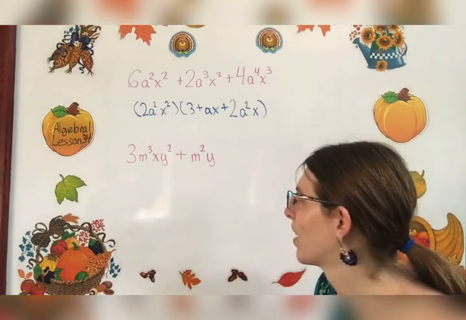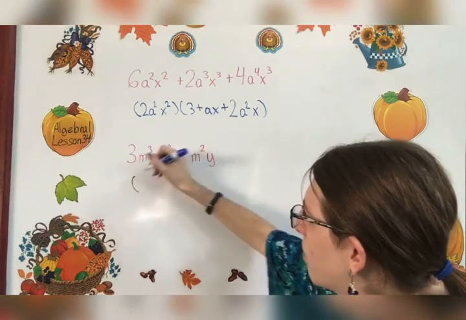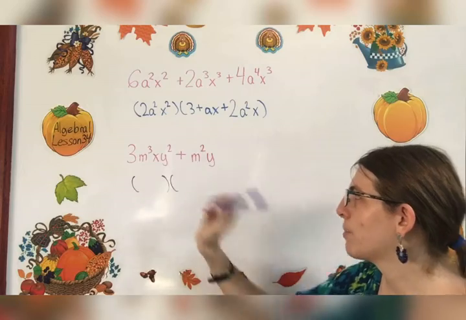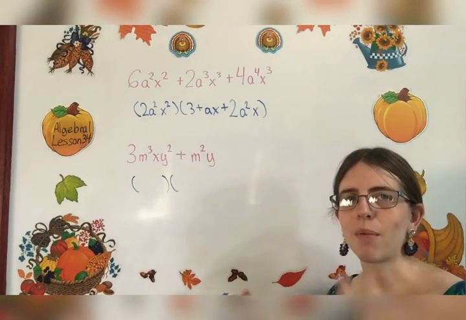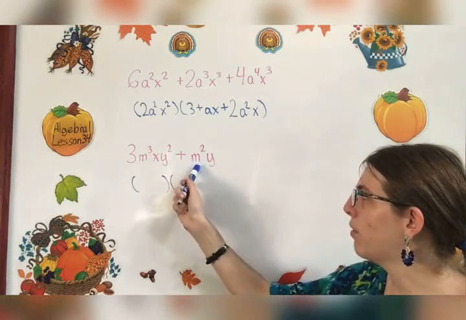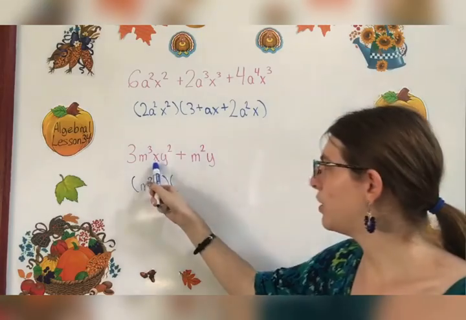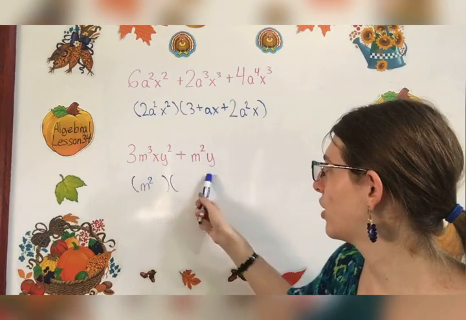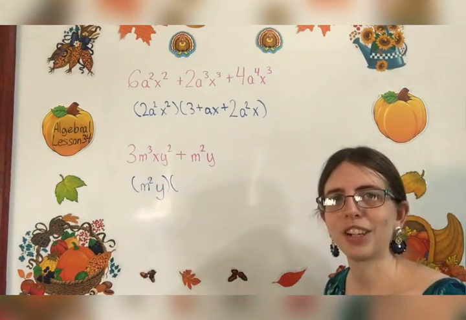Okay? One more. 3m cubed x y squared plus m squared y. We'll put our beginning parentheses for our greatest common factor and our end parentheses. Do I have a coefficient for both? No, this one just has the coefficient of 1, and you don't count 1 in the common factors because everything has 1 as a common factor. So, no whole numbers in this one. You have m's in both, so the smallest exponent is m squared. We do not have an x in both, so there's no x in my greatest common factor. We do have a y in both, y squared and just y. Just y is the smaller exponent, so m squared y is our greatest common factor.